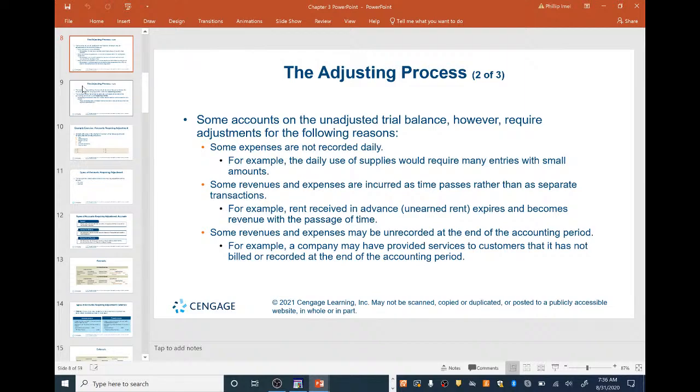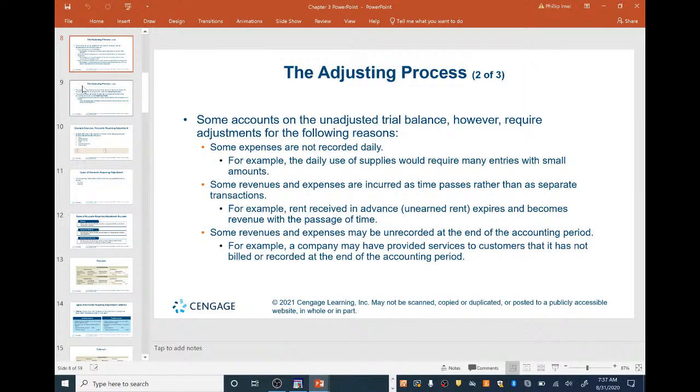Some revenues and expenses are incurred as time passes rather than as a separate transaction. So in this case, we're not concerned with individual transactions. We're concerned with the passage of time, right? So what's an example of this? Remember, we've talked about rent received in advance, meaning it's unearned rent, meaning it's a liability. These unearned rents expire and become revenue with the passage of time. So it makes sense. Remember I said in class, say I own an apartment building or an apartment complex and I have a tenant that pays me at the end of December for January's rent. So obviously they paid me in advance. When I receive that money in December up front, I'm still collecting the cash.